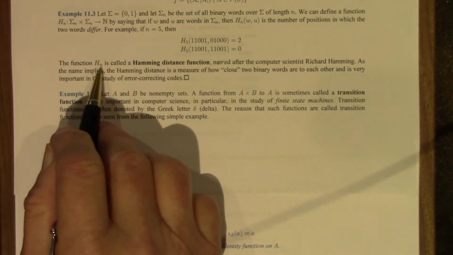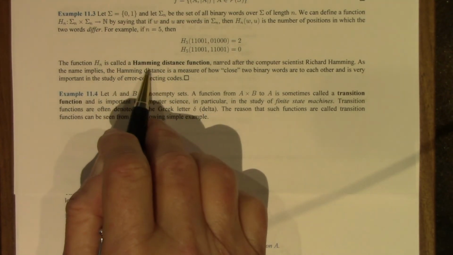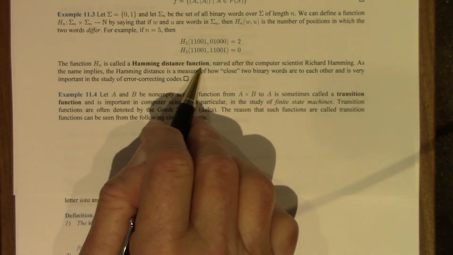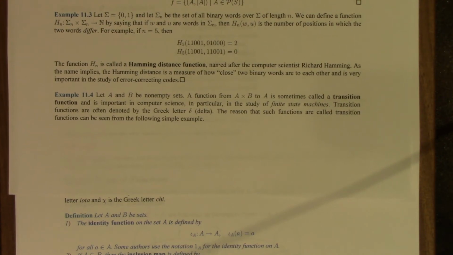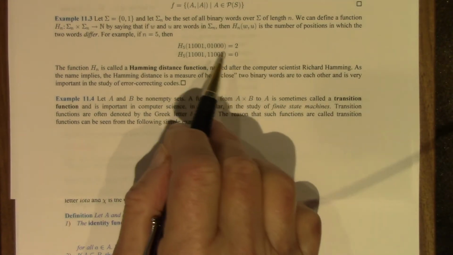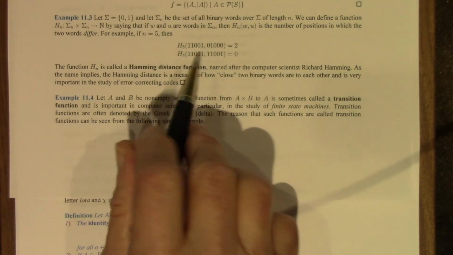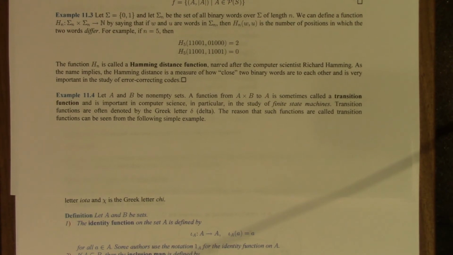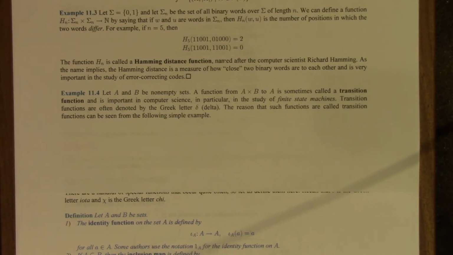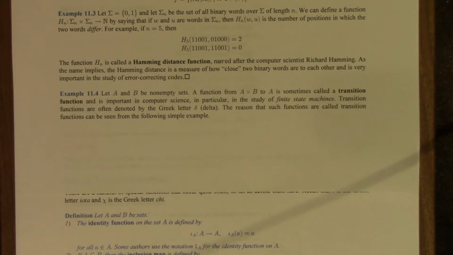This function, h sub n, is called a Hamming distance function, named after the computer scientist Richard Hamming. The Hamming distance measures how close two binary words are to each other. This is a very important concept in the study of error-correcting codes, a branch of mathematics known as coding theory.